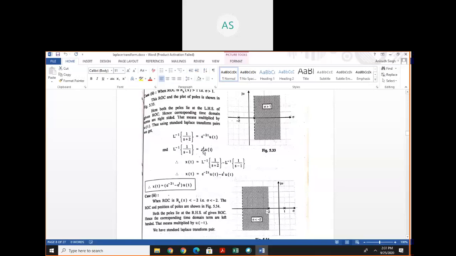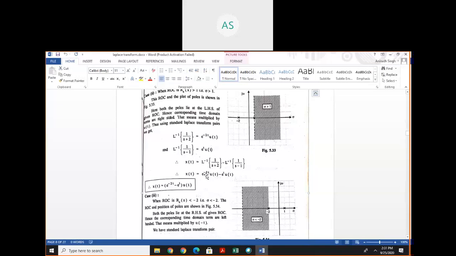In the second case, when ROC is greater than 1, the first pole lies at s is equal to 1, and the second pole lies at s is equal to minus 2. So both poles lie on the left hand side of ROC. So for both cases we multiply the signal with u(t).